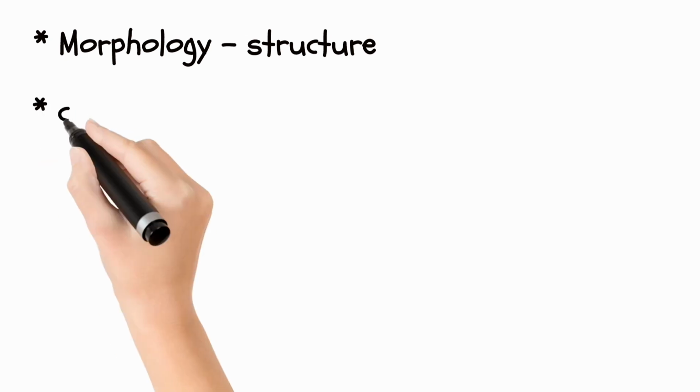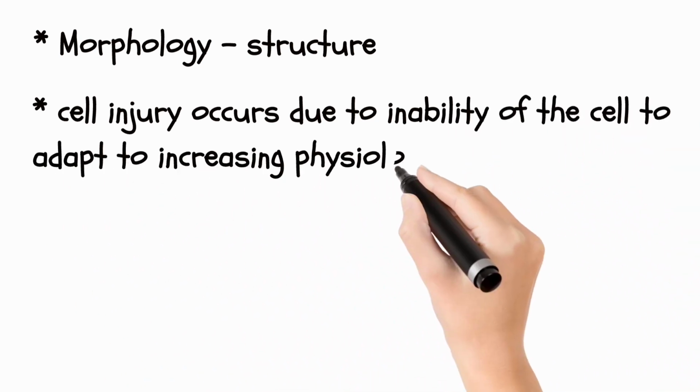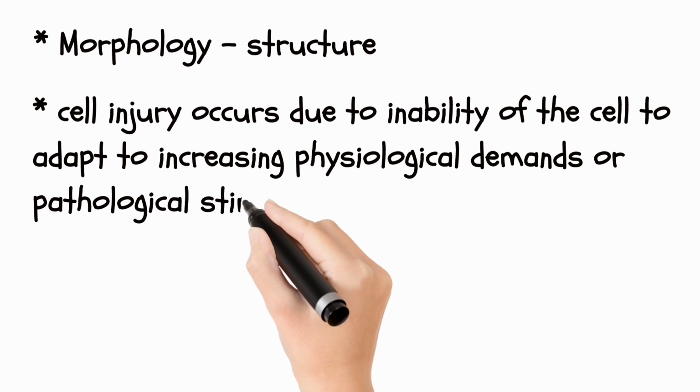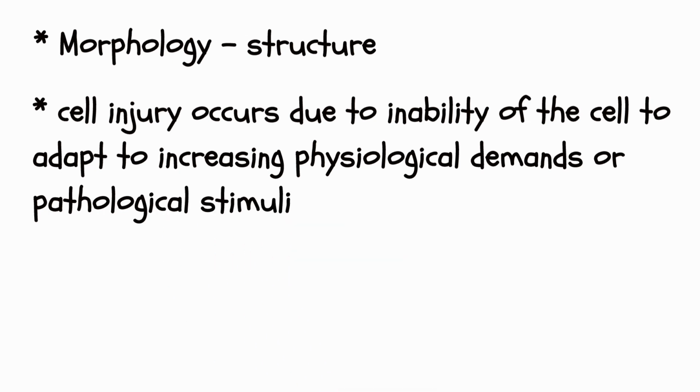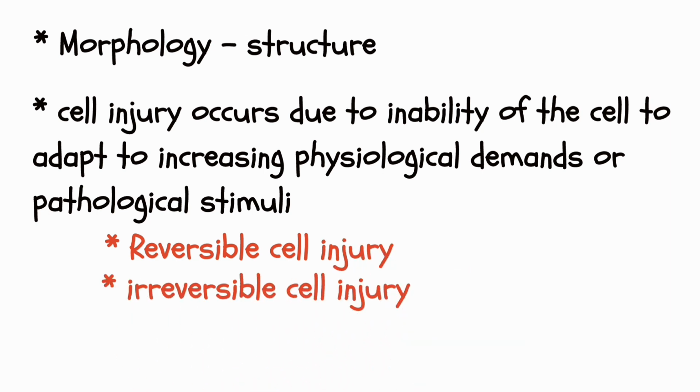Morphology simply means structure, and don't forget that cell injury occurs when the cell is no longer able to adapt to the increasing physiological demands or stress. Cell injury is of two types: reversible cell injury and irreversible cell injury. Reversible cell injury is when the cell returns to its normal state after the stress has been removed, whereas in irreversible cell injury, the cell reaches a point of no return and dies. So irreversible cell injury will result in cell death. That is the ultimate result of cell injury.